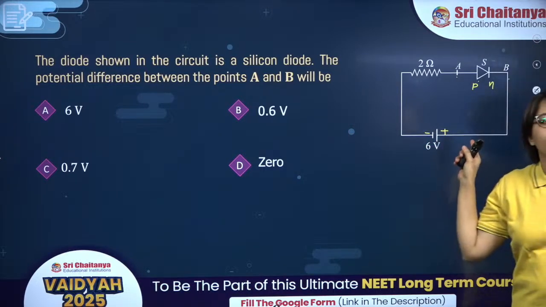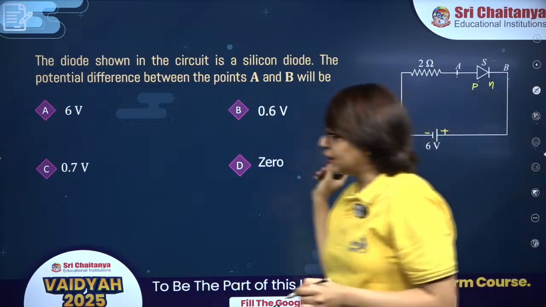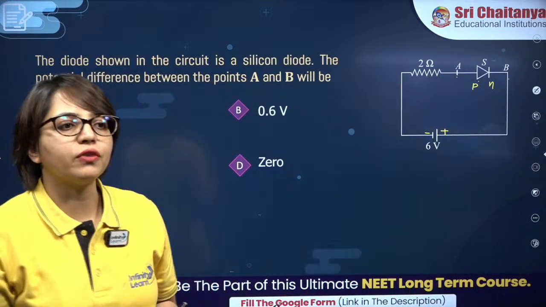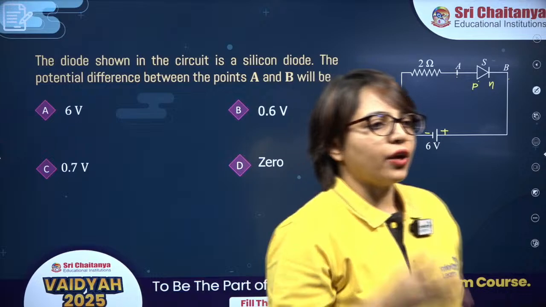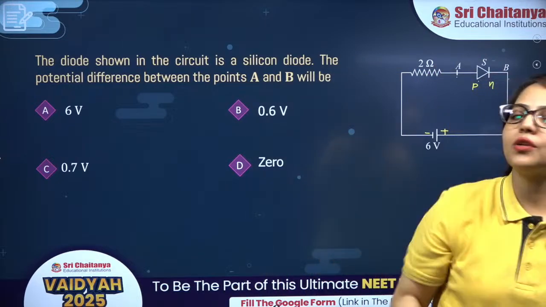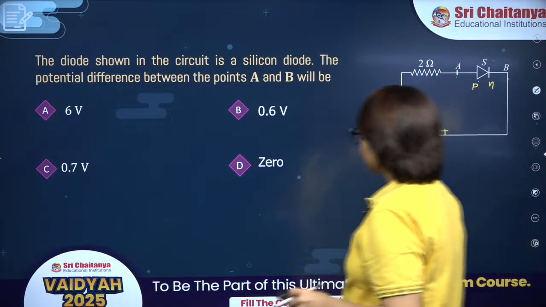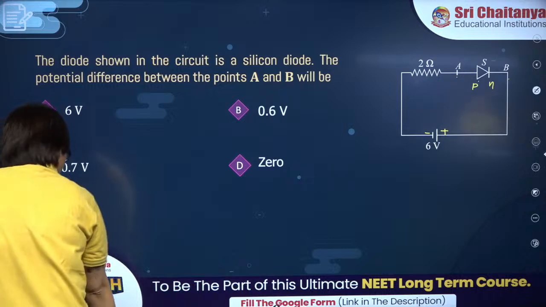Can you tell me in what biasing this diode is connected? Is it reverse biased or forward biased? The diode is connected in what biasing? Reverse or forward? Come on guys.